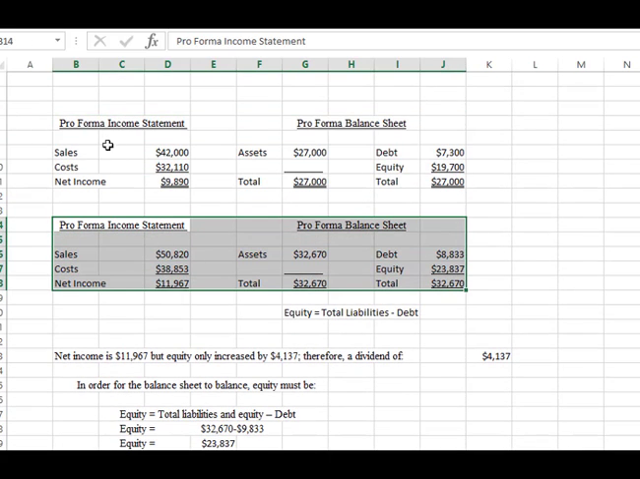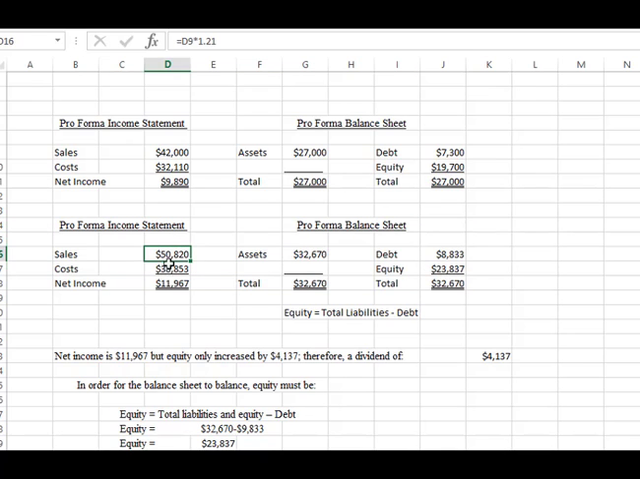So basically what I did is I just copied and pasted these in, and then I just put some formulas in. I took the sales number, and I said D9, which is the old sales number, times 1.21. And then I went down here to cost, and I said D10, which is the cost number, times 1.21. And then my net income is just the subtraction. So if you were to look at it, it's subtracting one from the other.